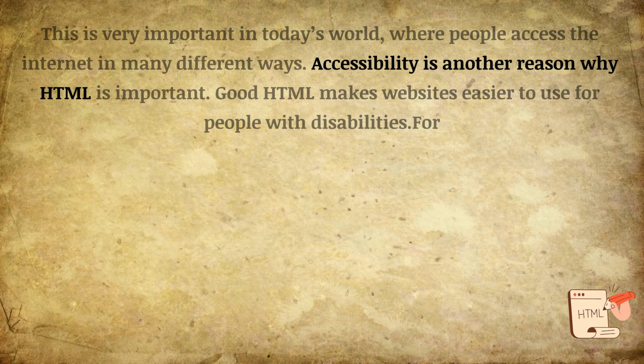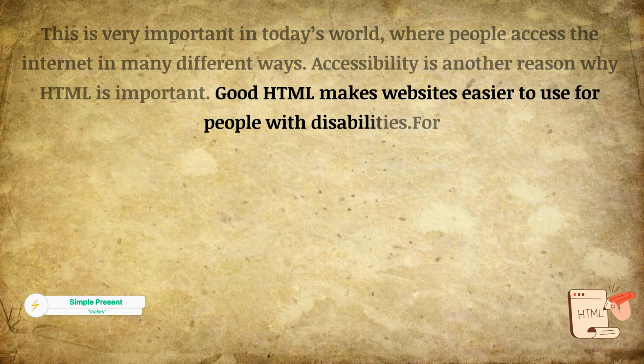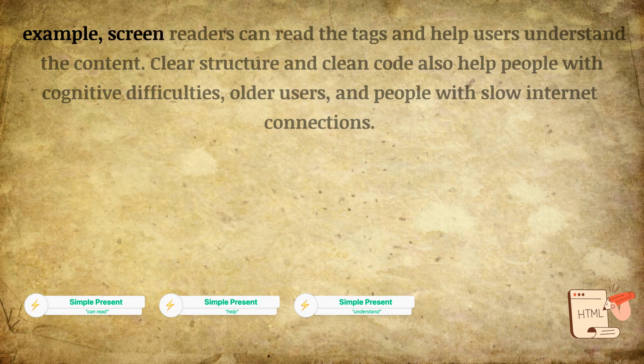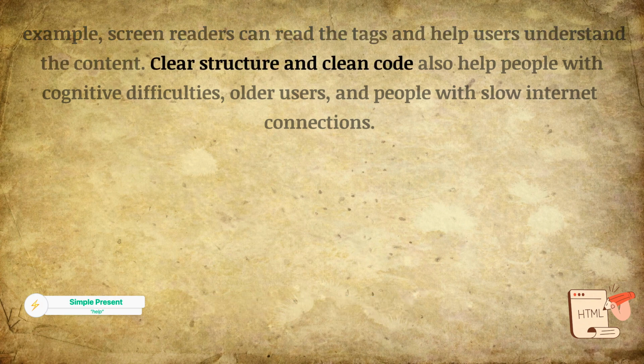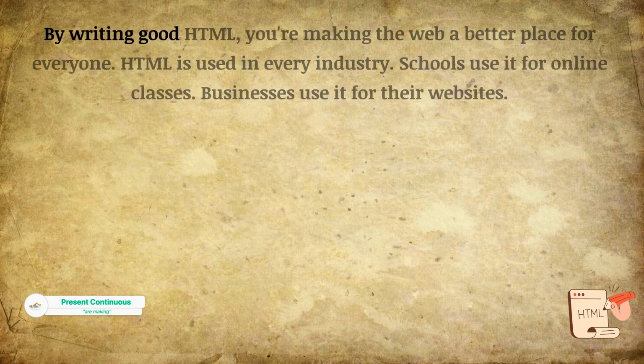Accessibility is another reason why HTML is important. Good HTML makes websites easier to use for people with disabilities. For example, screen readers can read the tags and help users understand the content. Clear structure and clean code also help people with cognitive difficulties, older users, and people with slow internet connections. By writing good HTML, you're making the web a better place for everyone.